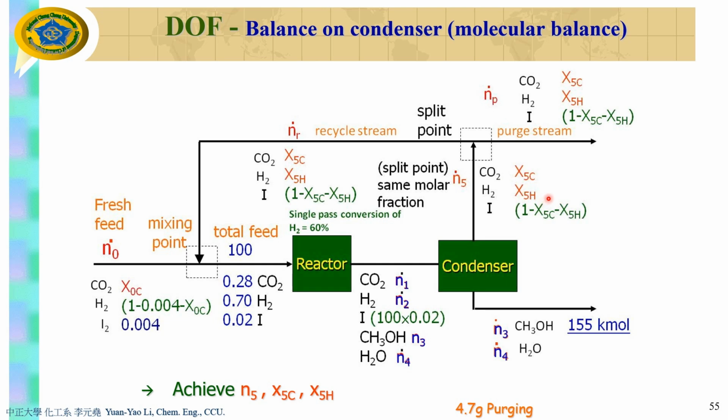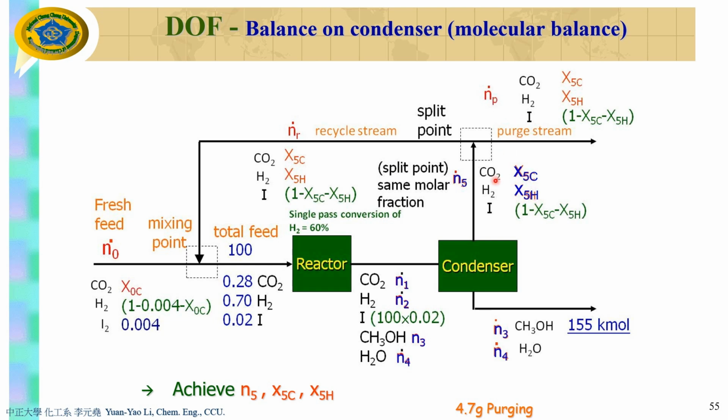Why? Because there's input equal to output, 3 species, right? Carbon dioxide input equal to carbon dioxide output. Hydrogen input equal to hydrogen output. Inert gas input equal to inert gas output. So you have 3 equations, and you can get the 3 answers. Okay? So you got these 3.